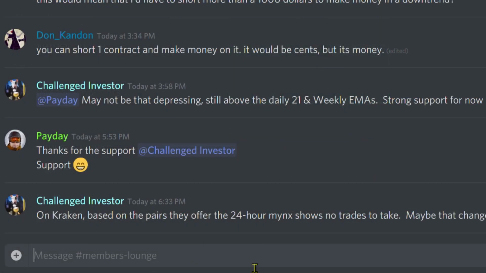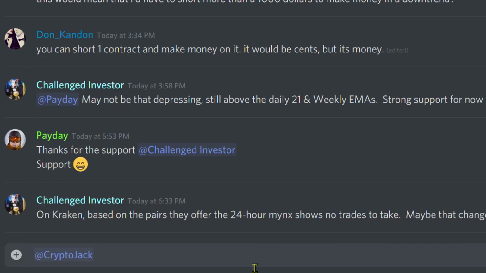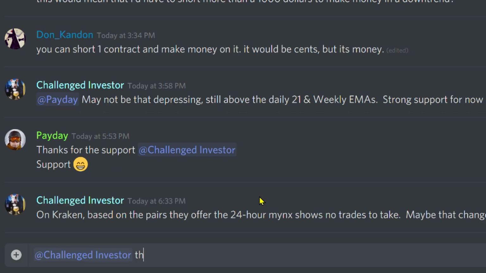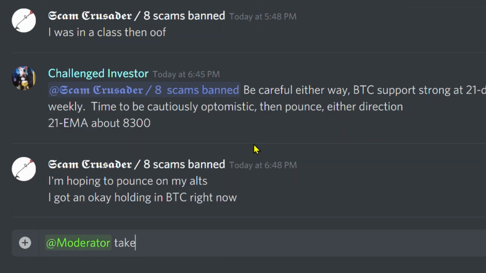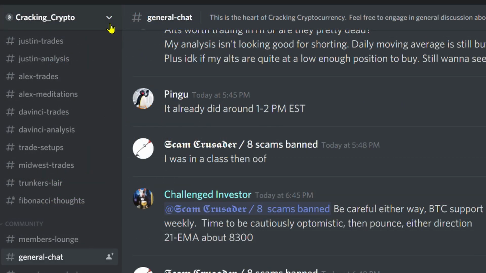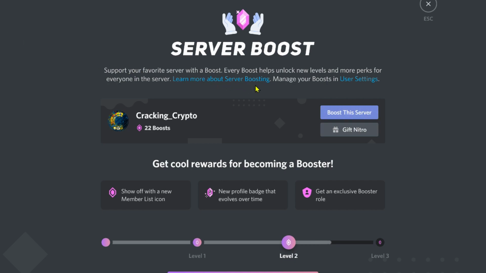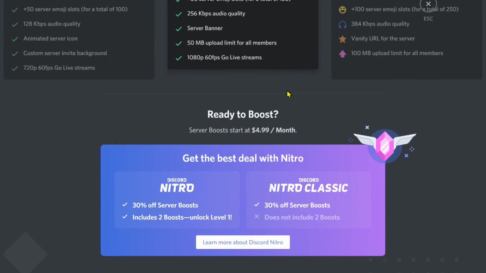Now let's talk about user mentions. You may use the @ sign followed by the username to tag people in the message. This usually sends a push notification to the person to get their attention. It's useful if you want to reply to someone, or to get the attention of a moderator perhaps. I'll also point out the Nitro Server Boost. If you're a Discord Nitro subscriber, you can boost our server to unlock more features. You may read more about it here.